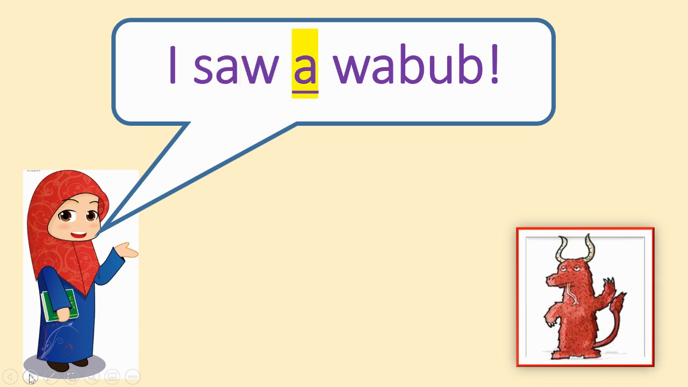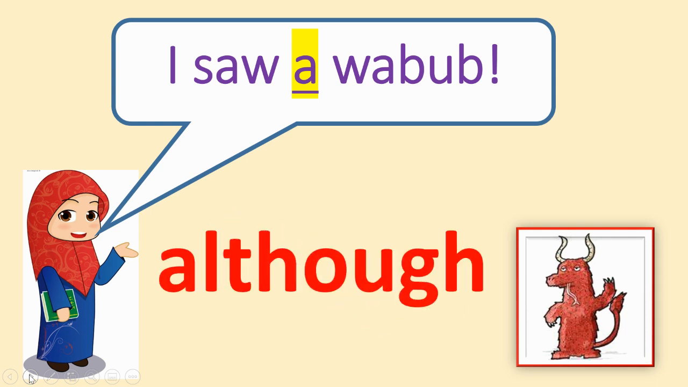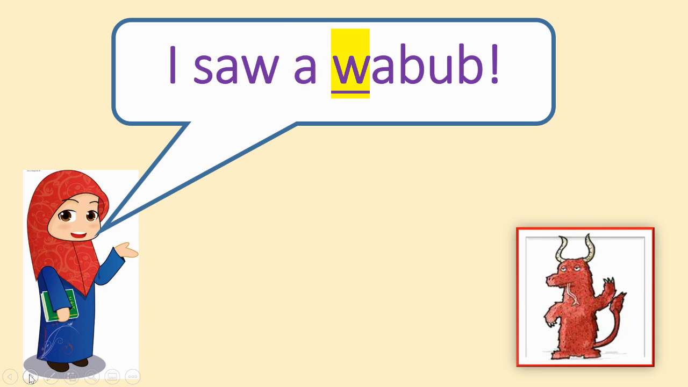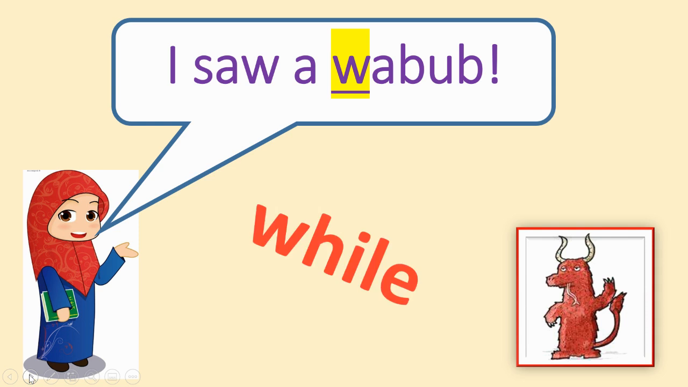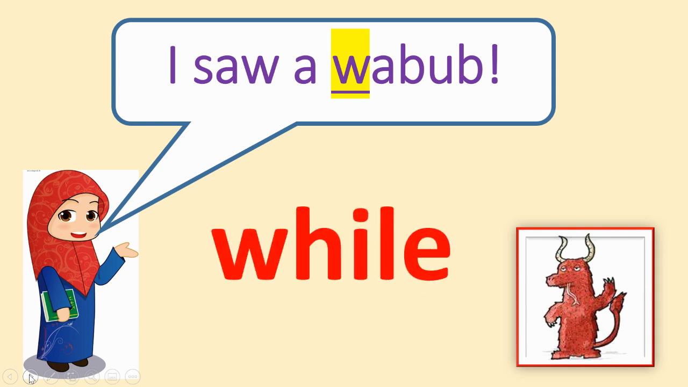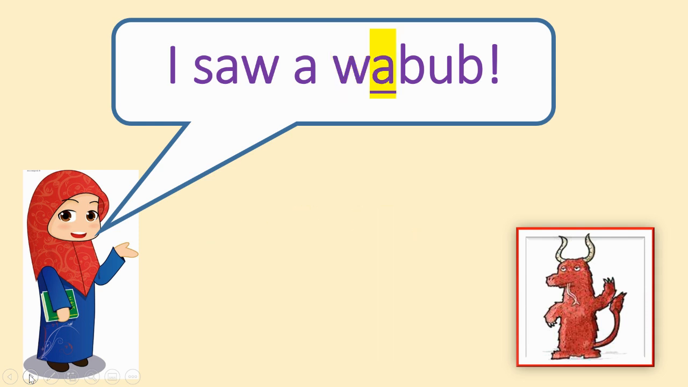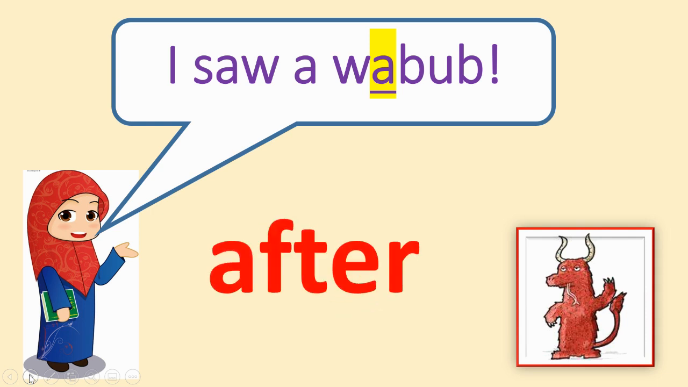And we've got another A here. So another A word. Maybe one that you called out before. Although is a subordinating conjunction. And then our other W, so we've had when, so this one must be while. Fantastic. And another A, so what's this A? This time we've got after. These are all subordinating conjunctions.